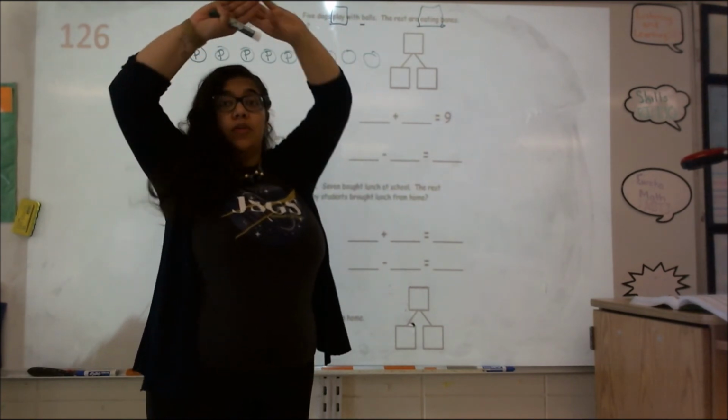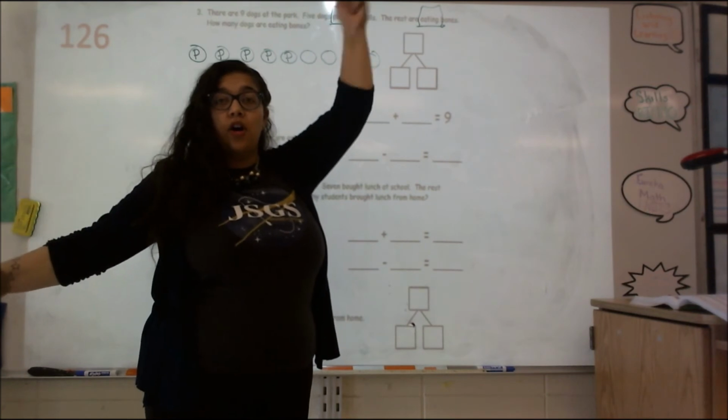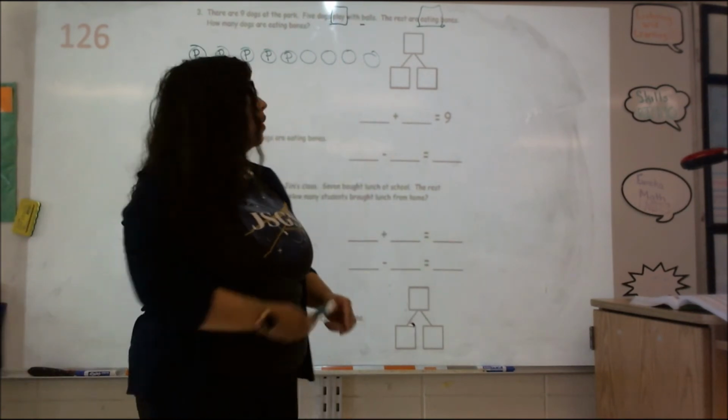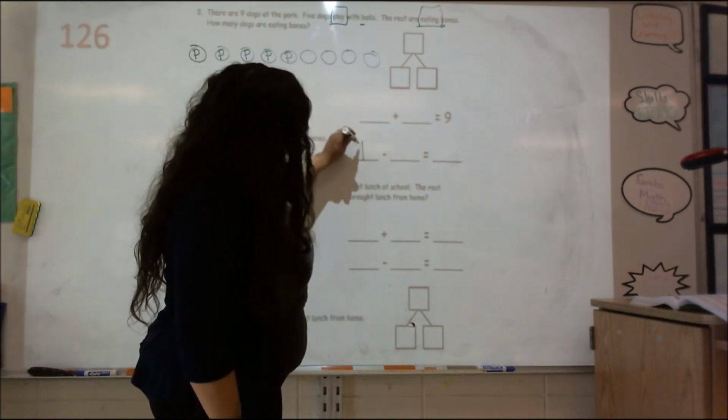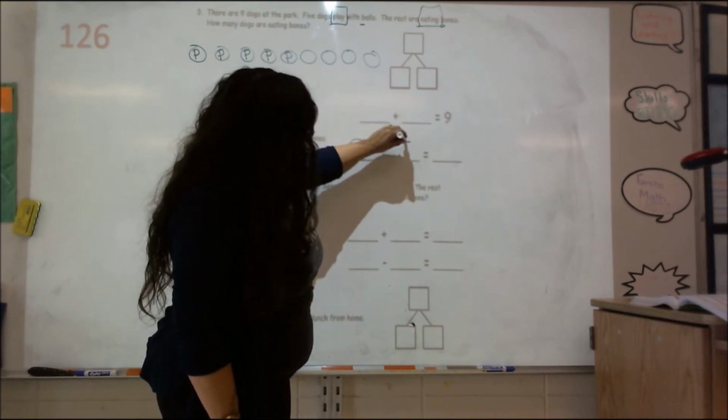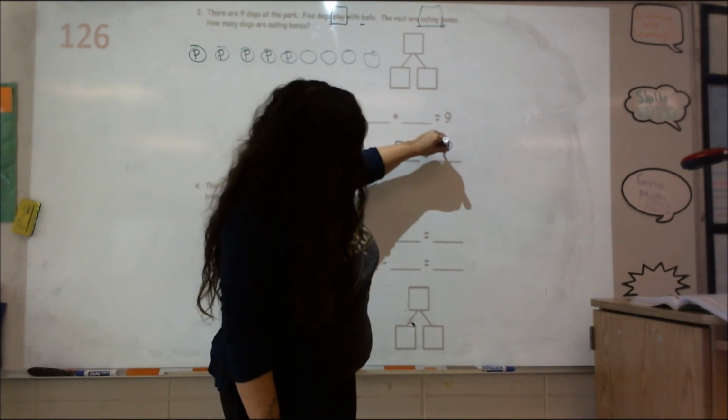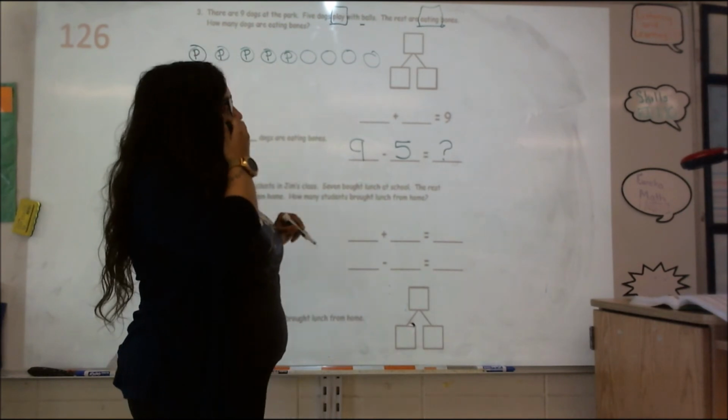Subtraction. Good. We started with the whole. We took away a part. We're looking for the other part. So we can start here. 9 minus 5 is equal to an unknown number.